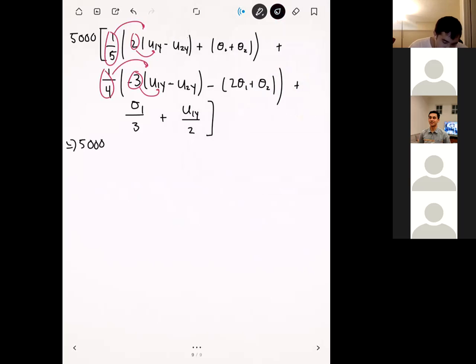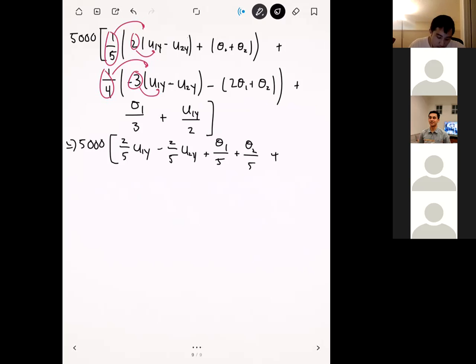All right, so we still have our 5,000, so we can't forget that. The first thing we're going to have is a 2 over 5 u1y, minus 2 over 5 u2y. That's the result of performing that first distribution. Then we're going to have theta 1 over 5 plus theta 2 over 5. All I did here was distribute that first term, everything divided by 5.